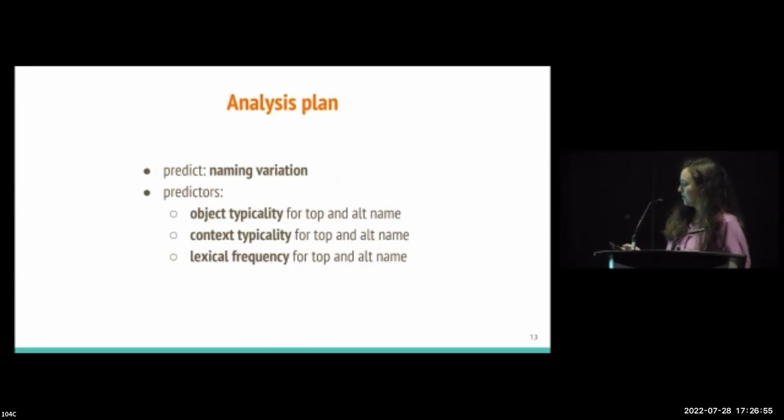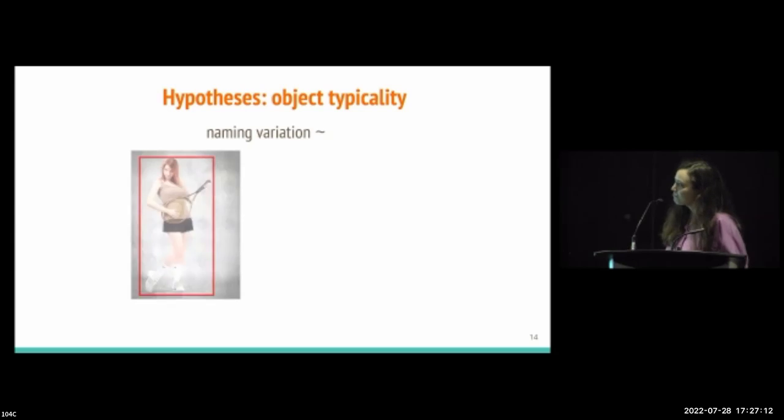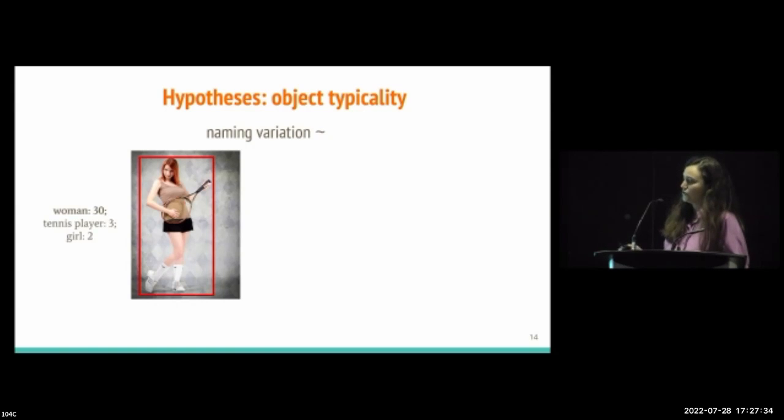So the plan of our analysis is to predict variation based on 3 predictors. We have object typicality for top name and alternative name, context typicality for top name and alternative name, and lexical frequency for top name and alternative name. So talking about our hypothesis, if we look at an object like this one, we know that she's a pretty typical woman and that she's holding a racket. So she's not actively playing tennis. So we can think that maybe some annotators say tennis player, but not a lot, because she's not really prototypical for a tennis player. And we can see this reflected in the names that she receives. So 30 people produced woman, while only 3 produced tennis player.